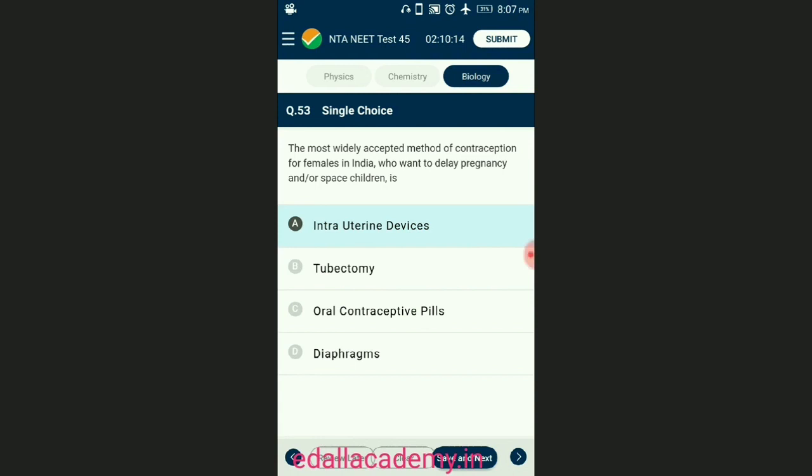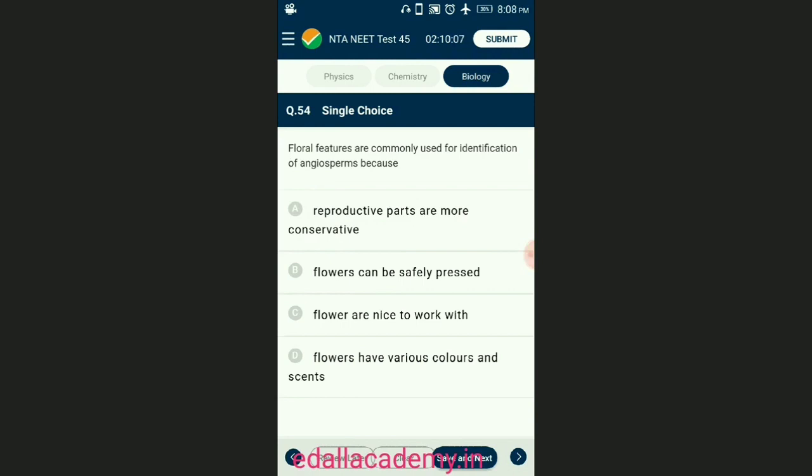Question number 54. Floral features are commonly used for identification of angiosperms because floral features are more used for classification of angiosperms as they are more conservative. They are stable and not affected by changing environmental conditions. So the correct option is A, reproductive parts are more conservative.